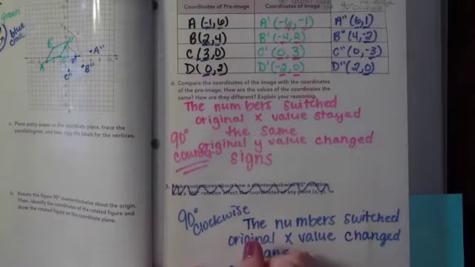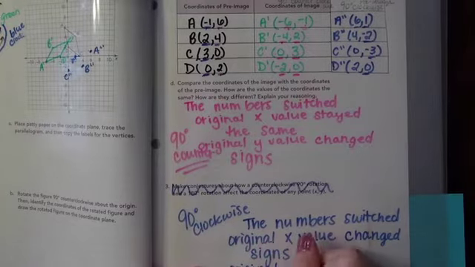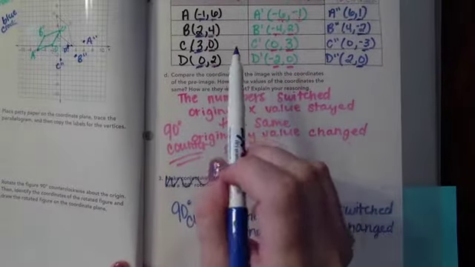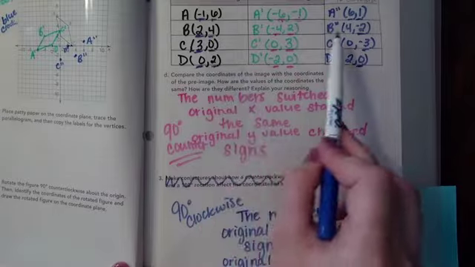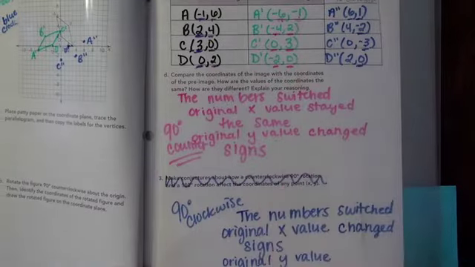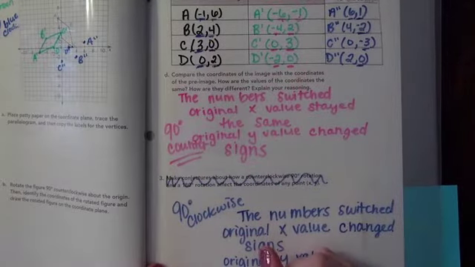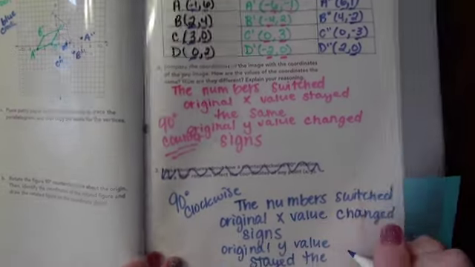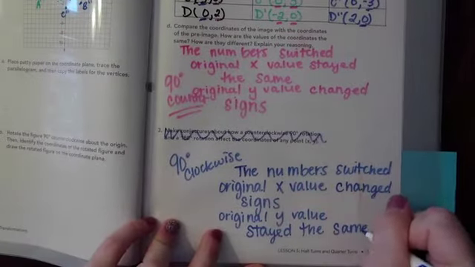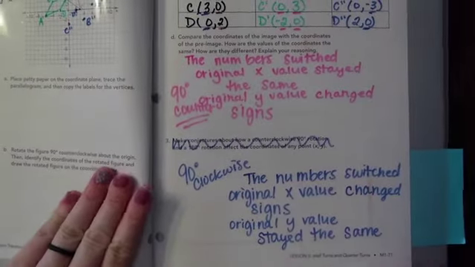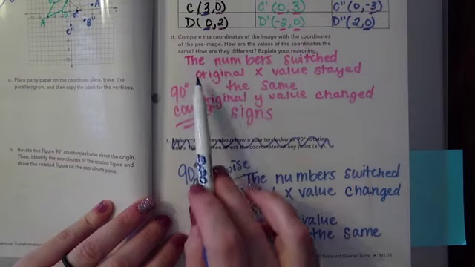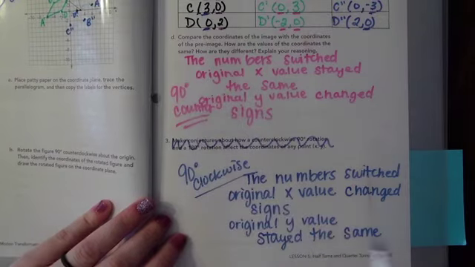Let's look at the original y. The original y value, notice 6, 6, 4, 4, 0, 0, 2, 2. So the original y value stayed the same. Okay, so when it was 90 degrees clockwise, the numbers switched, just like they did in counterclockwise, but the opposite one changed.